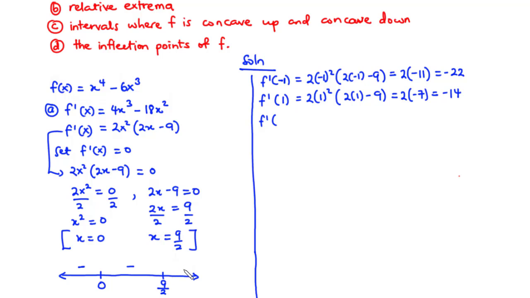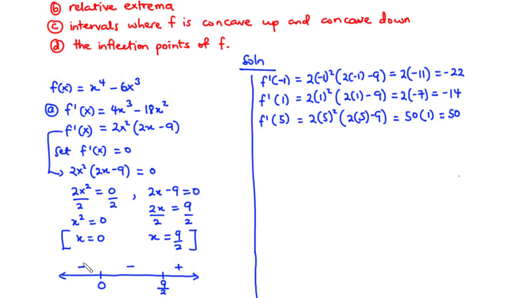And then lastly we have f prime of, let's pick a value, say x equals 5, and that is greater than 9 over 2. So that is equal to 2 times 5 squared, and then big bracket, 2 times 5 minus 9. 5 squared is 25, times 2 is 50. 2 times 5 is 10. 10 minus 9 is 1. And so we have 50, and 50 is a positive value.